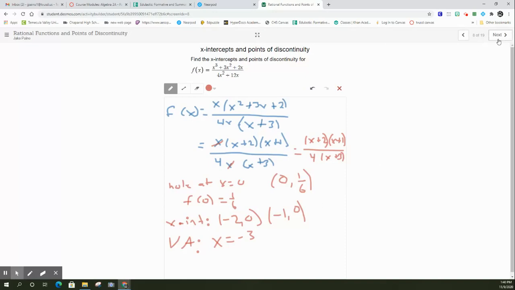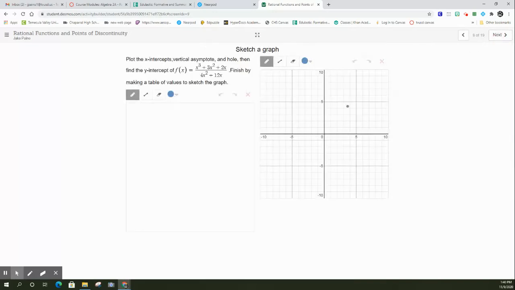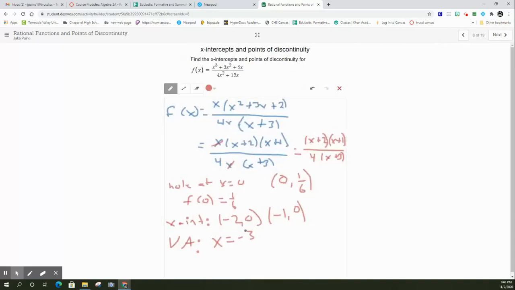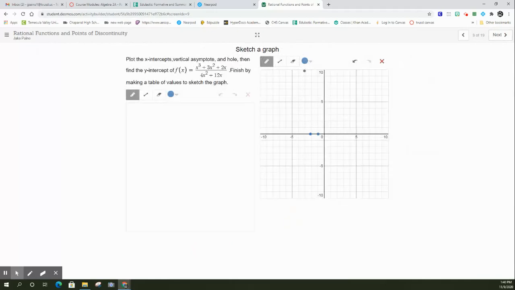All right, and so I'm ready to sketch a graph. I'm going to plot my two x-intercepts, which were -2 and -1. I'm going to plot my vertical asymptote at -3. And then I know I have a hole at 0, 1/6, so I have a hole really close to the x-axis there. So what I need to do now is, I don't know, is this going to be like a little U type of thing? Is it going to be coming up?